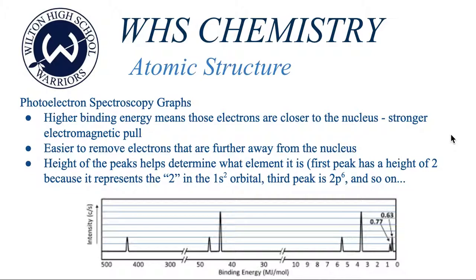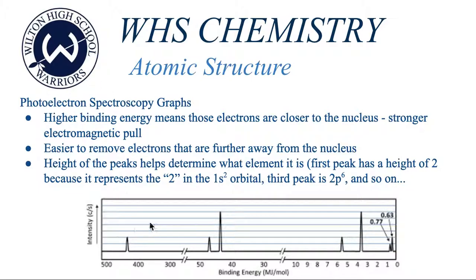You probably went over this a little bit already, but photoelectron spectroscopy graphs, otherwise known as PES graphs. So essentially, you would get something like this, and you would have to determine what element it is. So you determine this by basically higher binding energy means that the electrons are closer to the nucleus. So the binding energy is here on the x-axis. So when you have a higher binding energy, that means that those electrons in that shell are the closest to the nucleus. So there's a stronger electromagnetic pull.